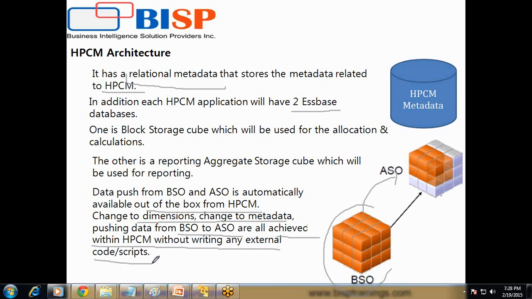Many times people ask whether you could achieve the same thing using Essbase. But with the complexity of Essbase, one has to write maybe 1,000 or even 20,000 lines of code to do this activity, and it's not very convenient. The maintainability is lost, which you achieve through HPCM. So as shown here, the diagram uses an RDBMS for metadata, and in addition to this, you use two Essbase cubes.